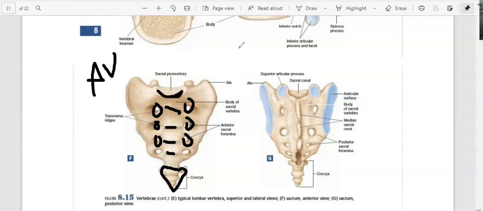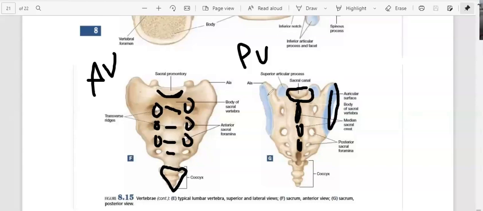The posterior view of the same bone is going to be this one. You can see here that you have a lot of elevation right here. This is going to be called the median sacral crest. You have a cavity in here called the sacral canal. And right here on each side, you're going to have the articular surface.